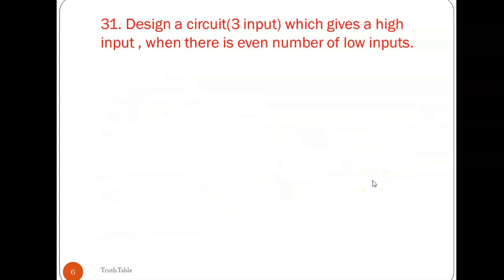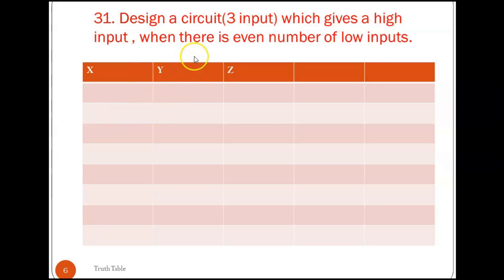Okay, so now the next one, here you have to work with the table also. Draw or design a 3 input circuit which gives a high output when there is an even number of low inputs. So first we have to go with the table. So the truth table is here. As you can see, they are asking you to go for 3 inputs, right? Which gives a high output when there is an even number of low inputs.